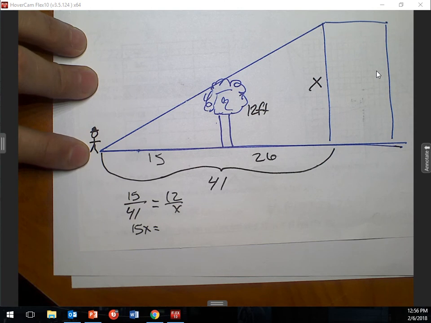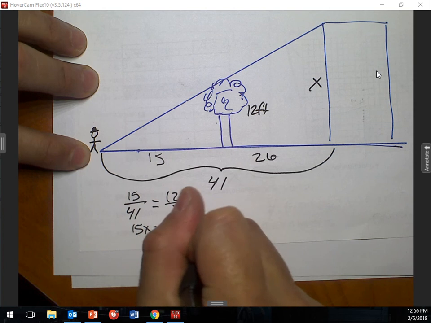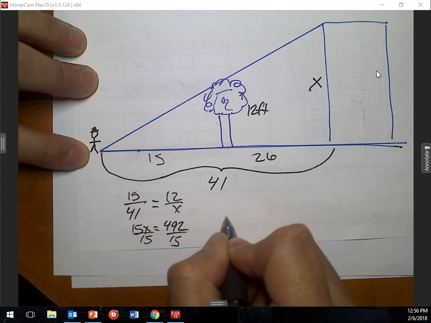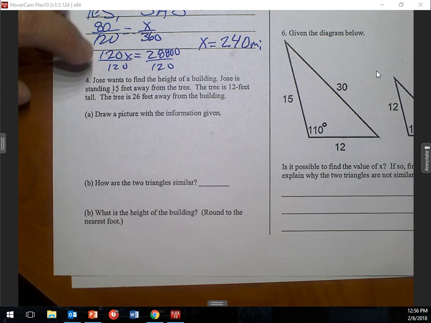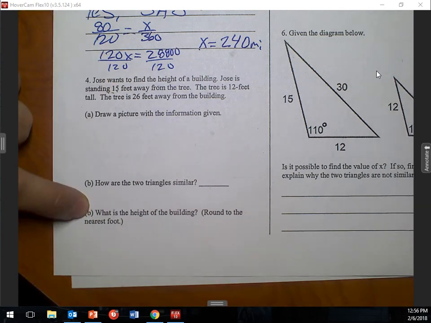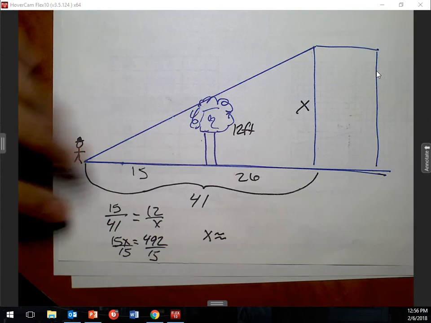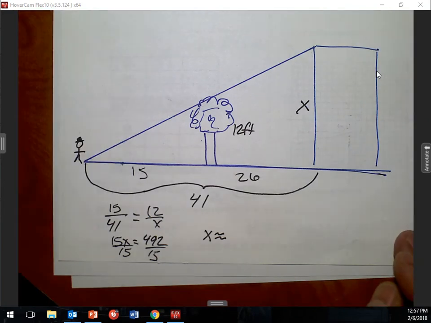What'd you say it is? 492. So 492. Divide both sides by 15, right? X is going to be about a bit, because it says round to the nearest foot. So you're going to give me what? Decimal? No, round it to the nearest foot.